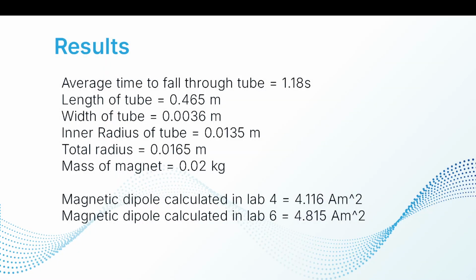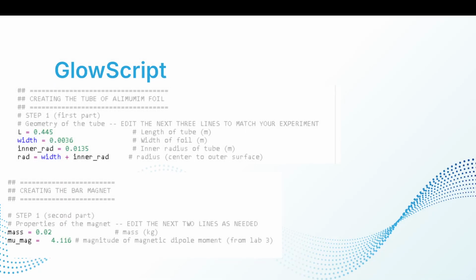The average fall time through the tube was 1.18, like I said before, and then we input all these stats about the tube and the magnet. Using the original magnetic dipole calculated in lab 4, it was 4.116 amperes times meters squared. But now in lab 6, we had to raise that to 4.815 to get the realistic time of 1.18 seconds through the tube. So here's the GlowScript.